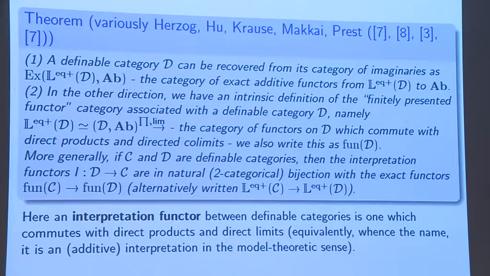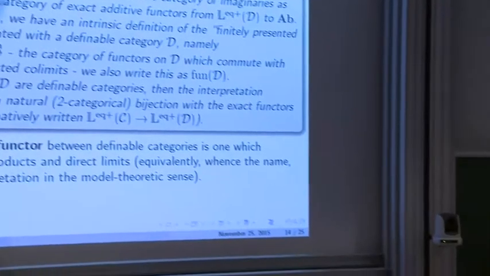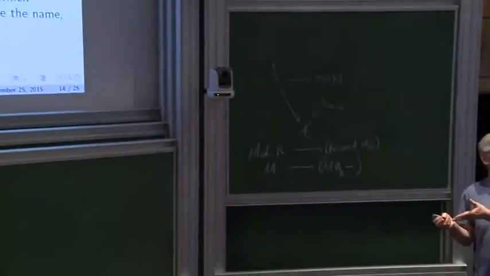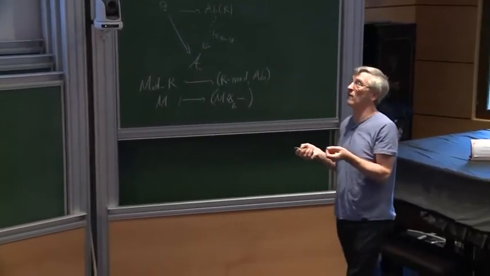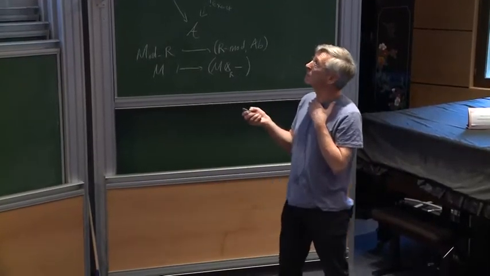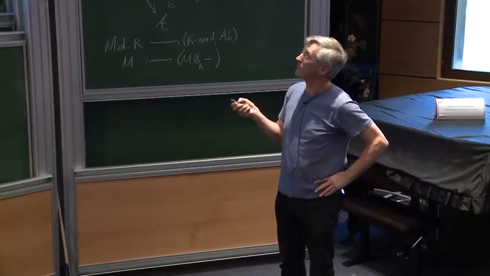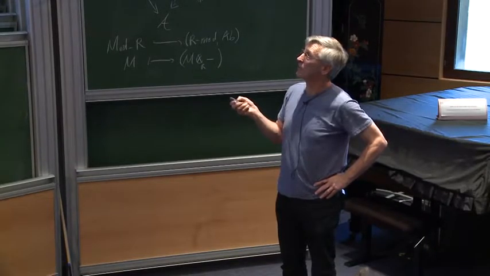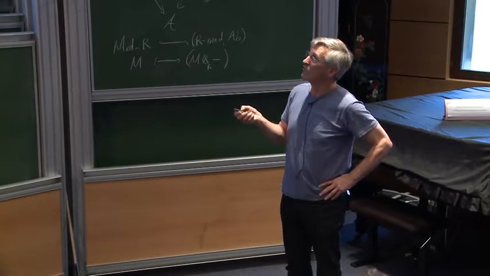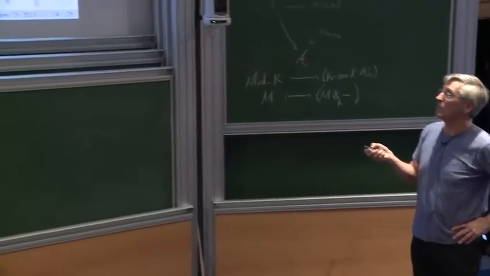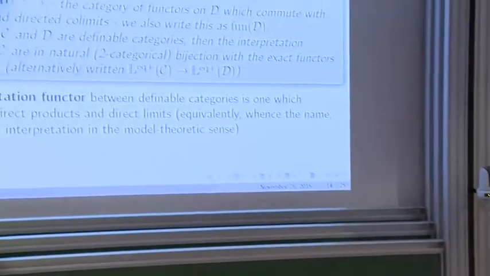And in the other direction, this was less clear. If you have a definable category D, given purely as a category, not given as a representation as a definable subcategory, how do you get the category of imaginaries, with no particular representation of it? It turns out to be just the functors from it to AB which commute with direct products and direct limits.